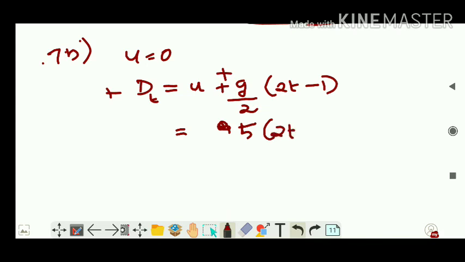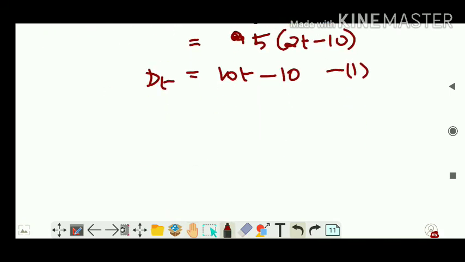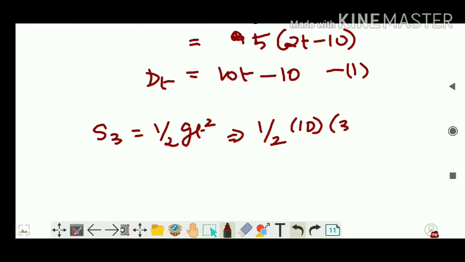2t minus 1, so I can write it as 10t minus 10. That is our last second displacement. That is our first equation, right? Now distance covered by the ball in the first 3 seconds, how can I write that? That is s3, right? Again u is 0, so I will write it as just half gt squared, right? So that is half into 10 into 3 squared, so you'll get 45, right?